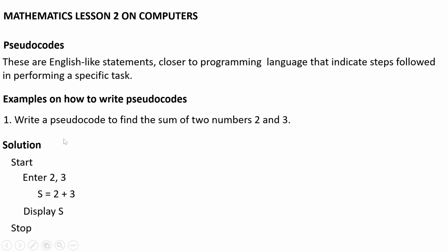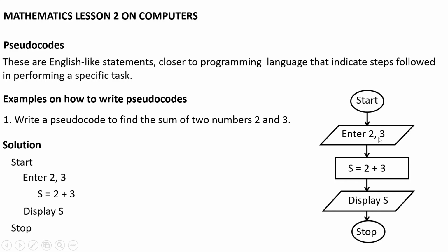Yeah, so this is just a pseudocode of the question which says find the sum of two numbers 2 and 3. So this one, if it were to be shown on a flowchart, it would look like this. Start, then enter 2 3, then process, which is S is equal to 2 plus 3, then display, then you stop. This is how it would look. So this is a pseudocode for this particular question or problem, and this one is a flowchart for this corresponding pseudocode.